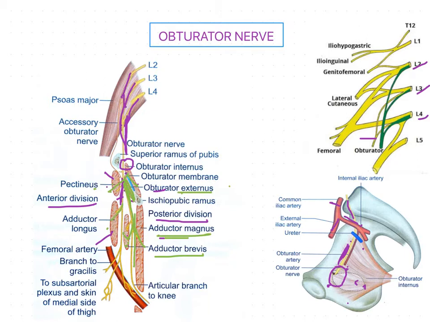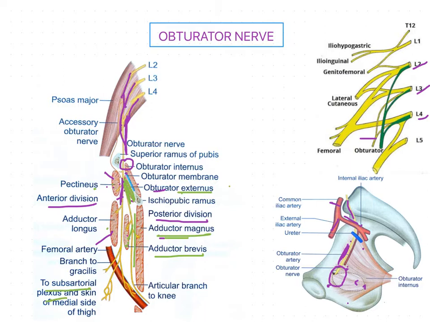Now the cutaneous branches of the obturator nerve: after supplying the muscles, the anterior division supplies the skin of the lower medial part of the thigh. These fibers may reach the skin through the branch that joins the medial cutaneous and saphenous branches of the femoral nerve to form the subsartorial plexus. That means this one gives cutaneous branches to the medial side of the thigh, and these branches unite with the subsartorial plexus. This is the cutaneous branch of the obturator nerve.